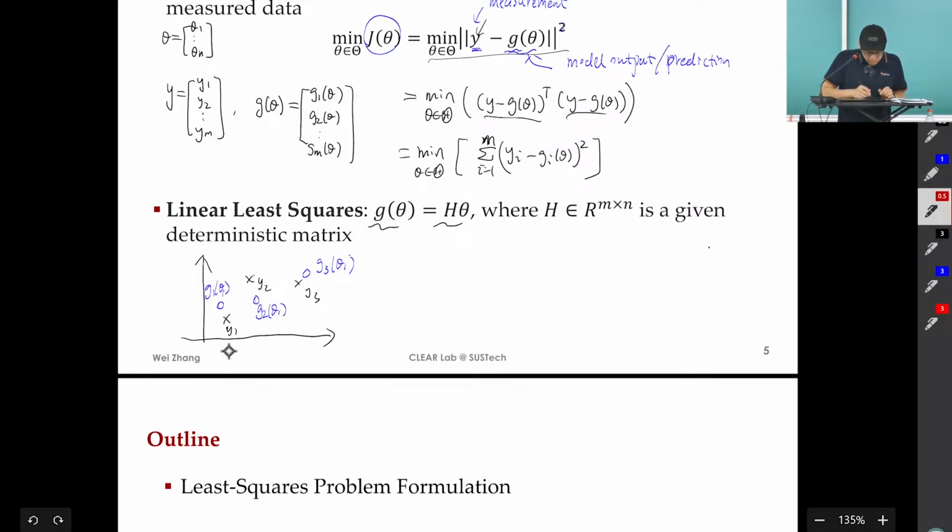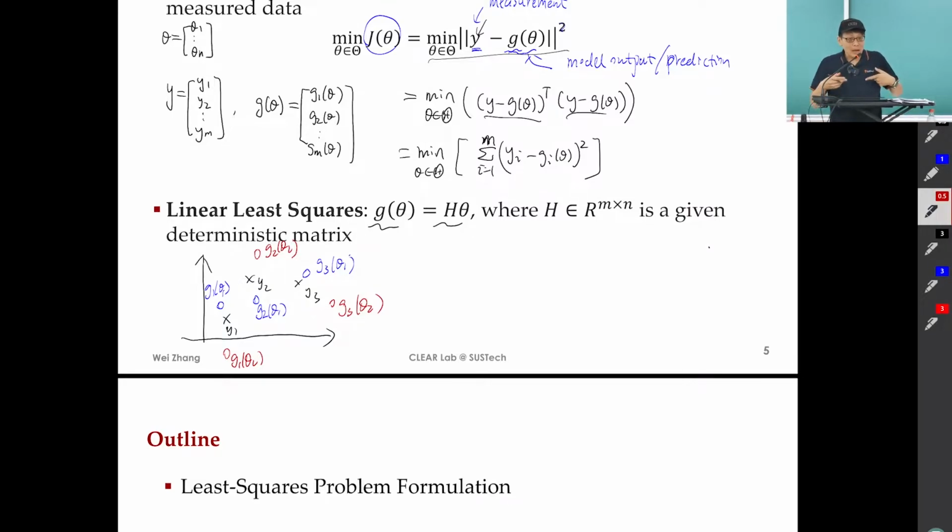Maybe I have another theta. This may be my G1 of theta 2, G2 of theta 2, G3 of theta 2. I'm not sure whether you understand my notation. I changed theta 1 to theta 2. I still have 3 model expected outputs. But this one seems to deviate from the cross even further, depending on your criteria.